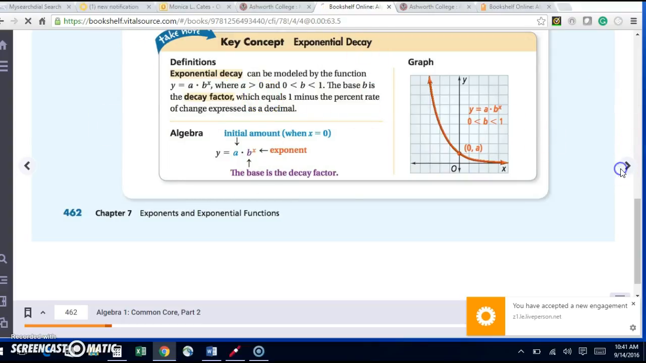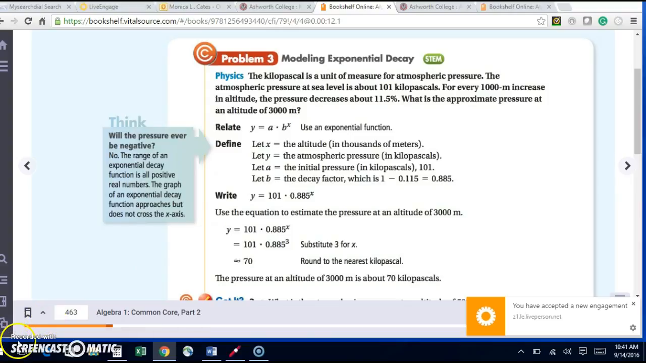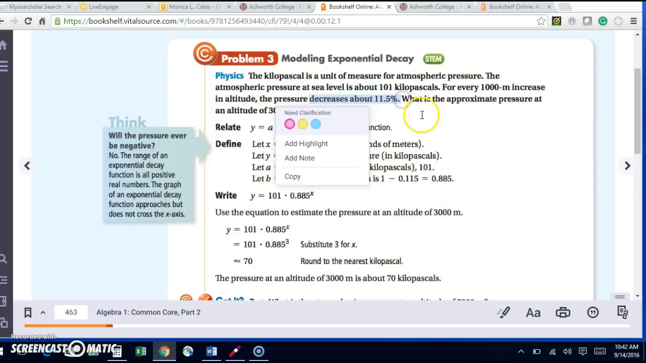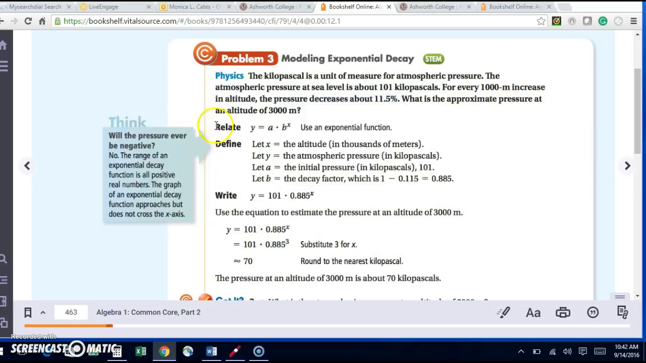So let's look at the problem. Okay, it says the kilopascal is a unit of measure for atmospheric pressure. The atmospheric pressure at sea level is about 101 kilopascals. For every 1,000 meter increase in altitude, the pressure decreases about 11.5%. Notice this says decreases. What is the approximate pressure at an altitude of 3,000 meters?